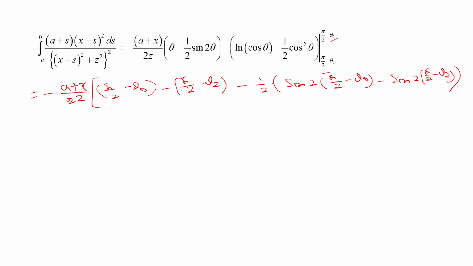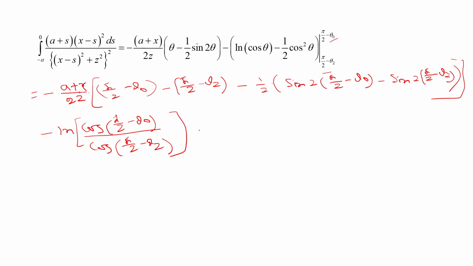So, this is okay. So, here I can close this bracket, and then minus I have ln of, let us say, cos of theta. So, this is cos of pi by 2 minus theta 0, and divided by, I can do here directly, cos of pi by 2 minus theta 2.